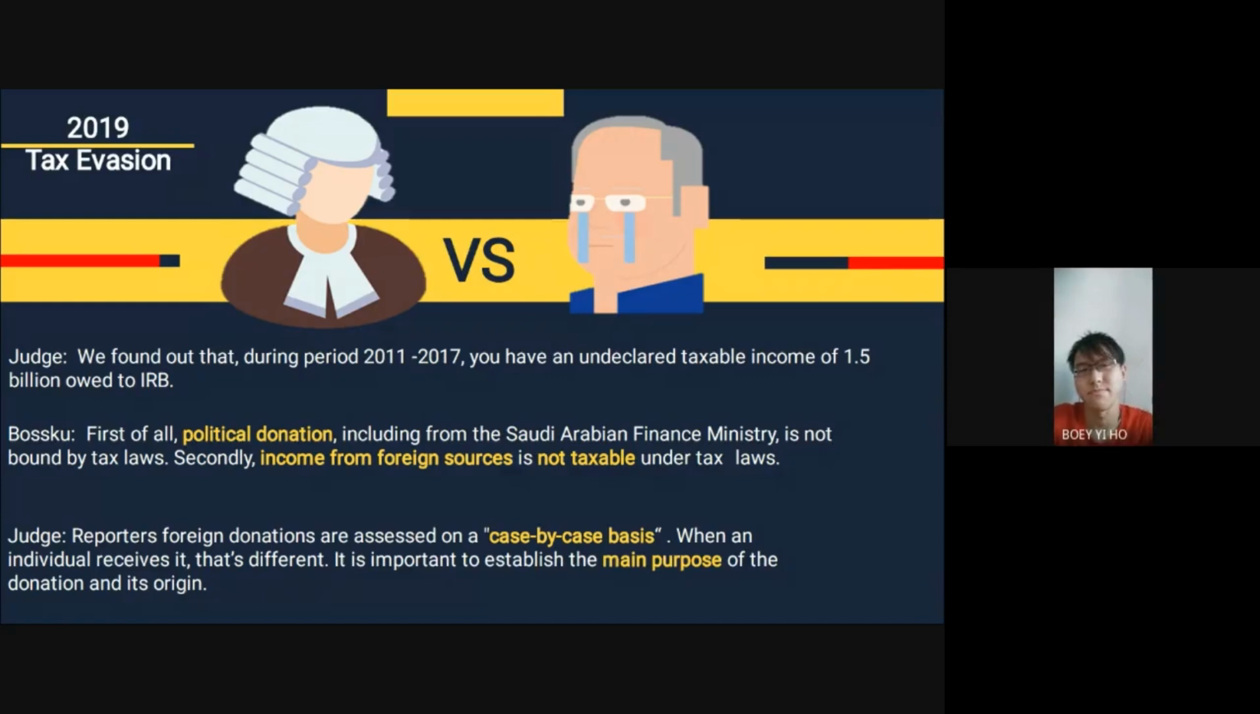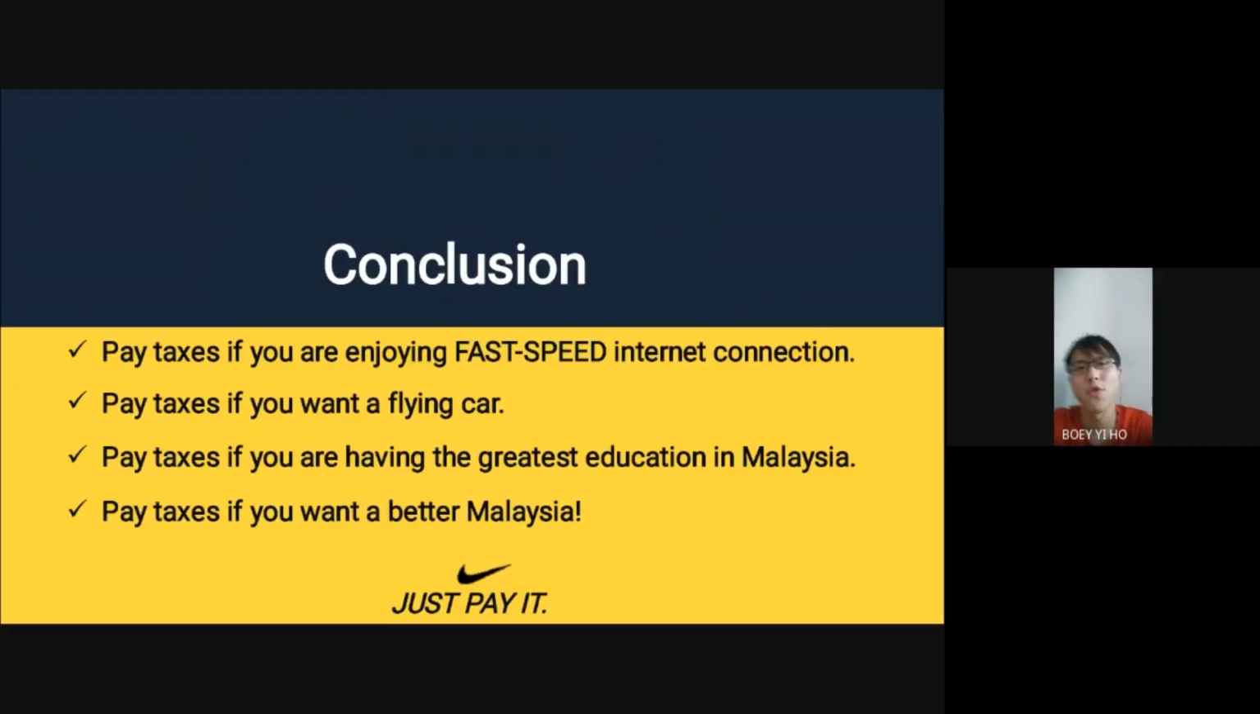Now, lastly, next slide. The conclusion is that just pay it. Pay taxes if you are enjoying fast-speed internet connection. For example, if you want to enjoy 5G internet connection in Malaysia in the future, you need to pay tax as a contribution. Pay taxes if you want a flying car. If you want a flying car in the future, then you pay tax. If you want a great education in Malaysia, pay tax. If you want a better Malaysia, just pay it. Thank you.